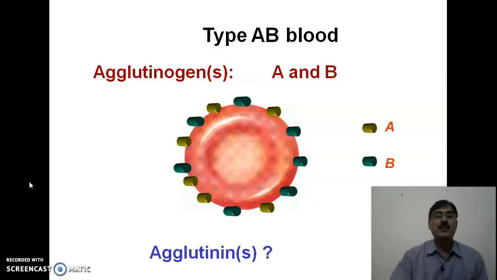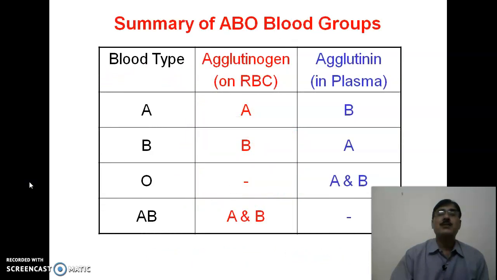If we consider the agglutinins, the antibodies, they are totally absent. Therefore, it can receive blood from anyone. It can receive from A, B, AB or O.